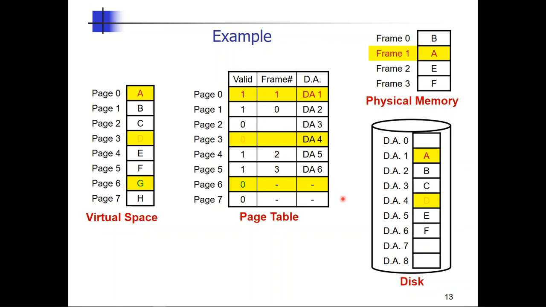Now there is one more thing happening in this example. We have 8 pages, however pages 6 and 7, marked G and H, are not on the disk. This means that if the CPU tries to access page 6 or 7, it does not have any frame number and it does not have any disk address, so it is going to give you an invalid reference and abort that program.